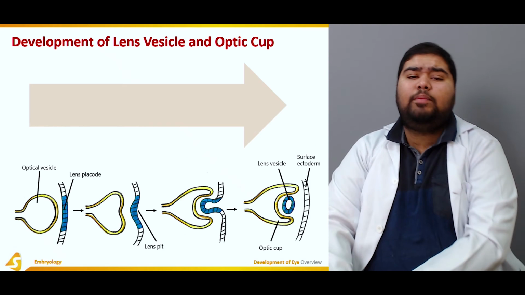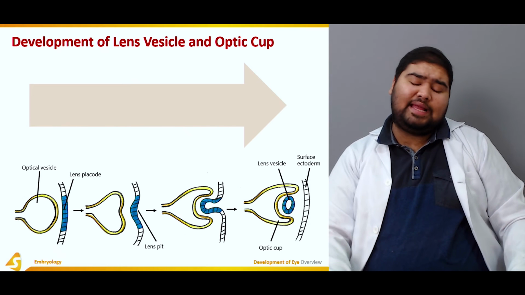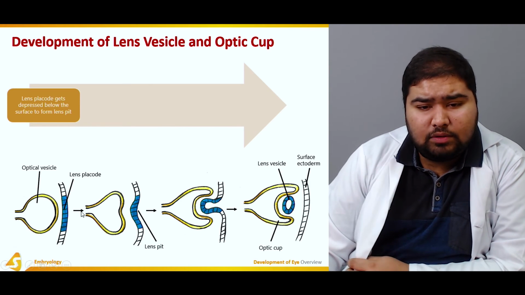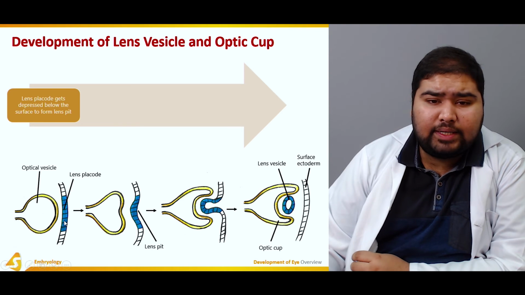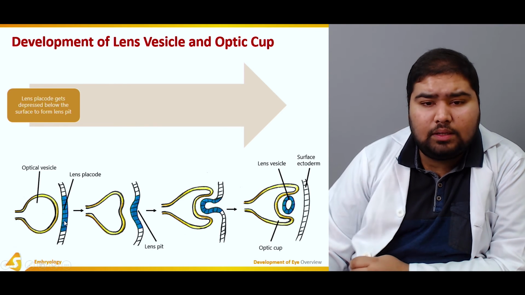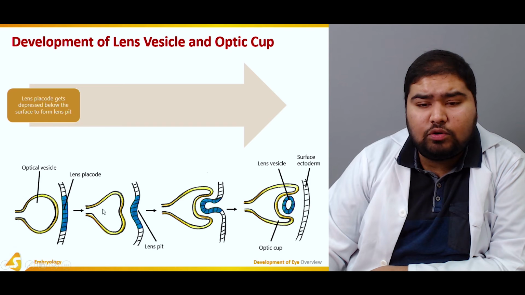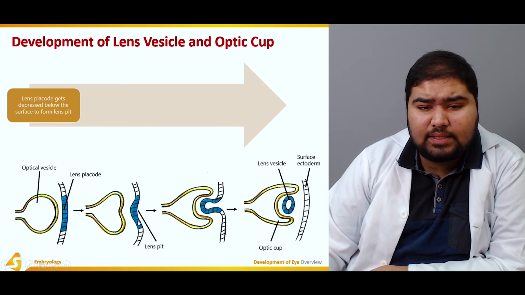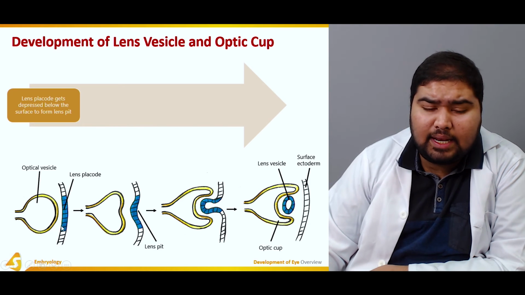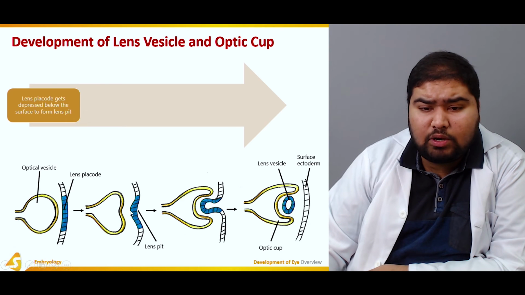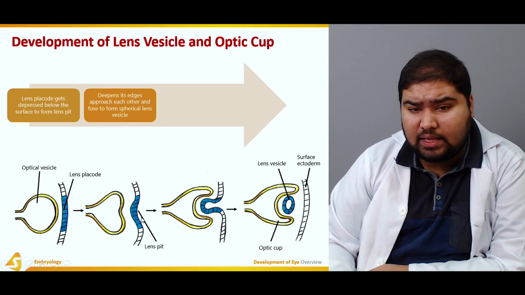Now, let's talk about the formation of the lens vesicle and the optic cup. So now the lens placode, shown in blue in the figure, gets depressed below the surface to form the lens pit. Here you can see this is the depression in the surface. This is the optic vesicle, and this is the lens placode. This lens placode undergoes a depression below the surface, and it forms a lens pit here, as you can see in the figure.